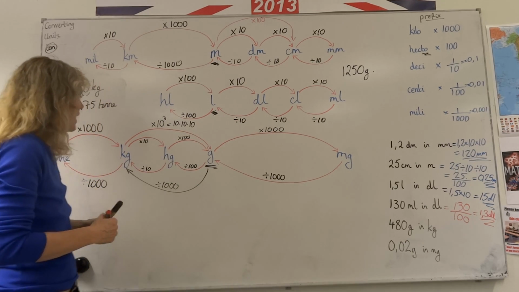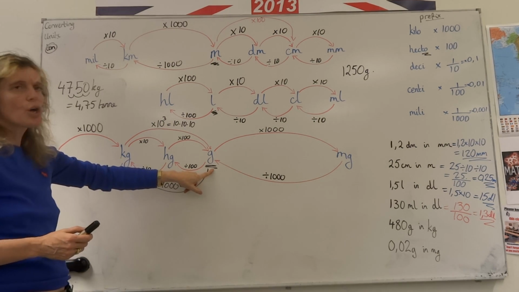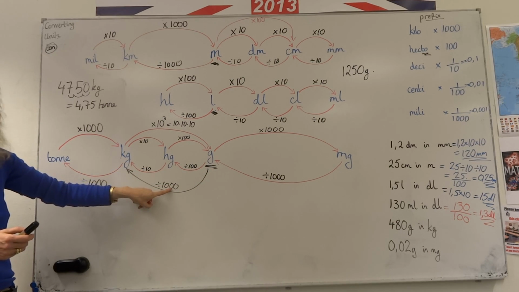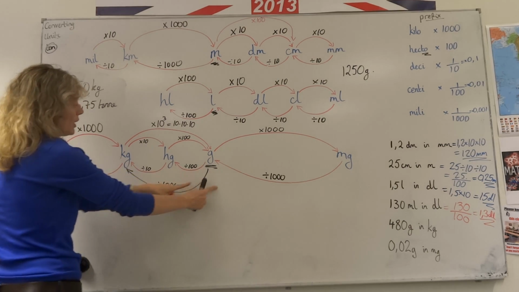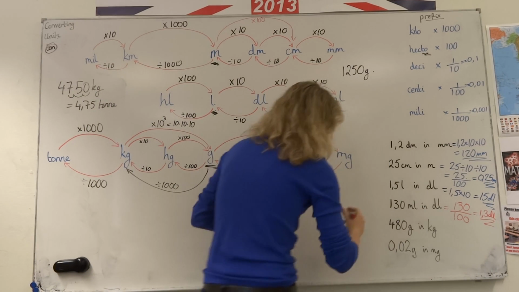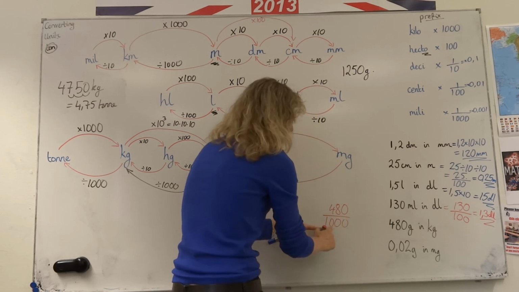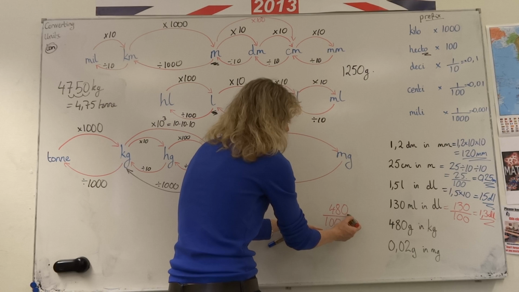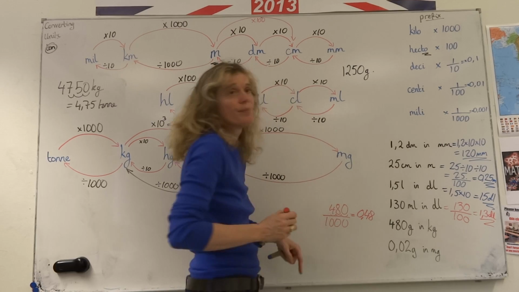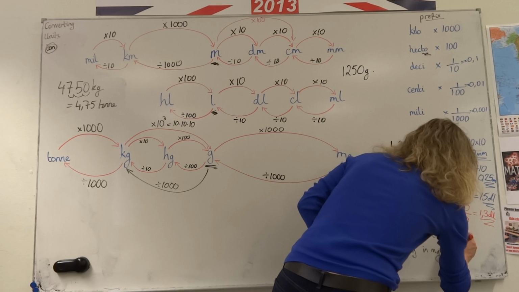What about kilograms then? I've got 480 grams, and I'd like to go from 480 grams into kilograms. To go from grams to kilograms, I have to divide by 1,000. I'm going from a small unit to a big unit, therefore I'm dividing. Always. So this one we get by 480 divided by 1,000. 3 zeros down here, so I move my decimal point 3 places back. 0.48. 1, 2, 3. Giving me 0.48 of a kilogram.